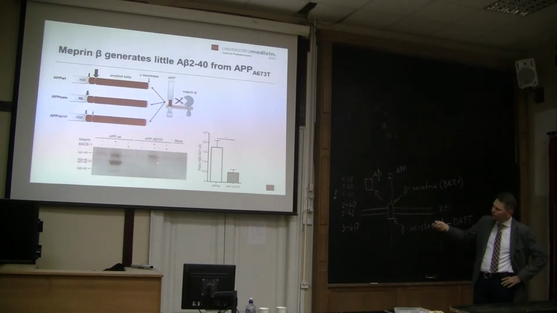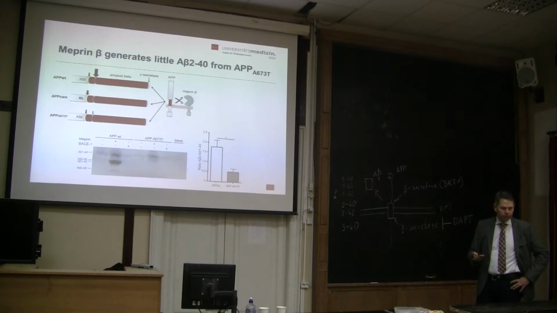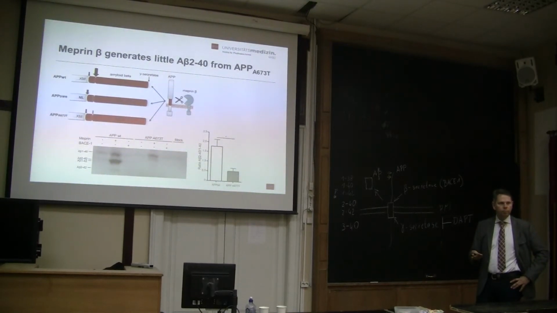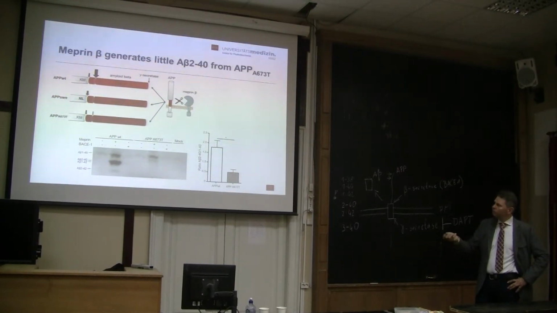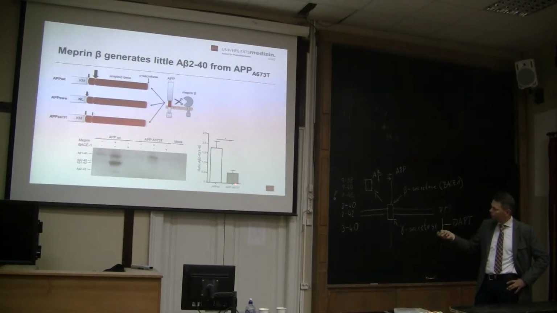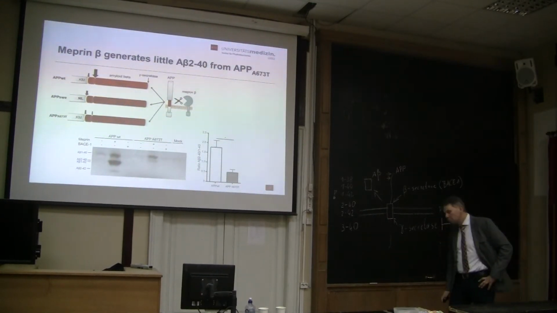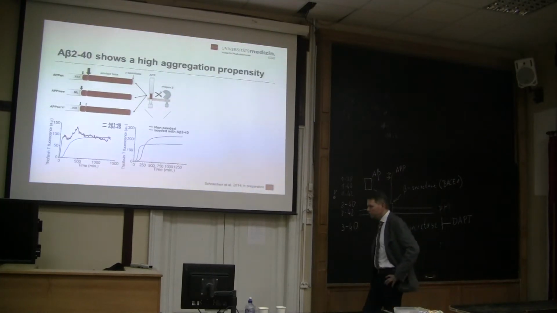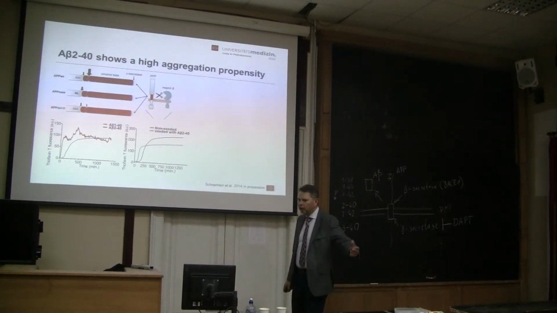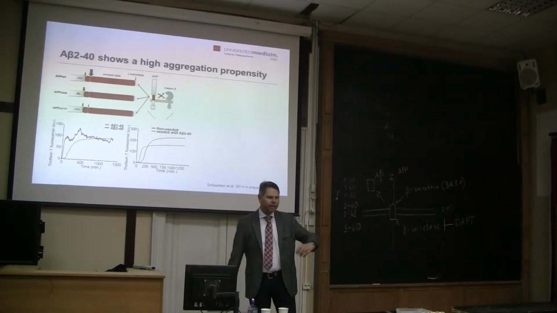If it is, you see this here is clearly less than the one, right? So theoretically, the cleavage by meprin would be protected through this mutation as well. And this is a quantification. So another good indication that meprin plays a role. So now we know meprin generates truncated Aβ-peptides.